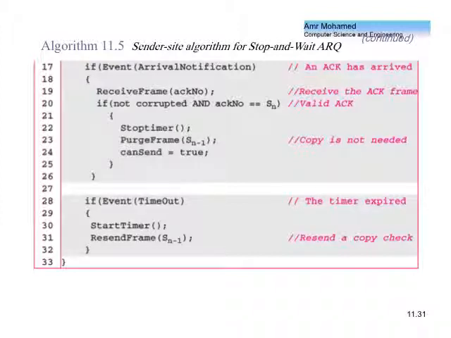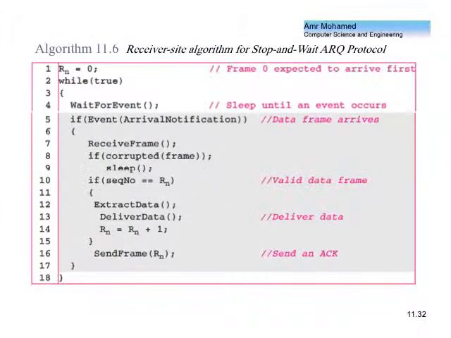Okay? So here are 3 events: the timeout, the arrival of the acknowledgement, and the request to send. On the side, shouldn't we add that when there is a timeout, set can send to true? Set the can send to true when there is a timeout.